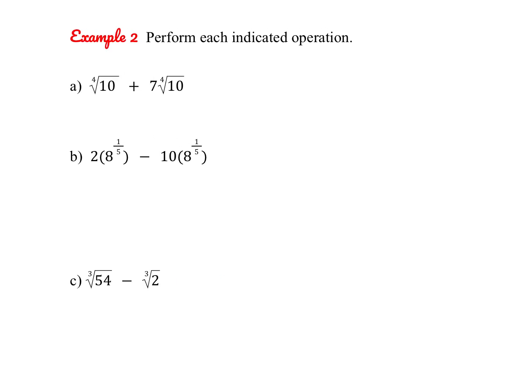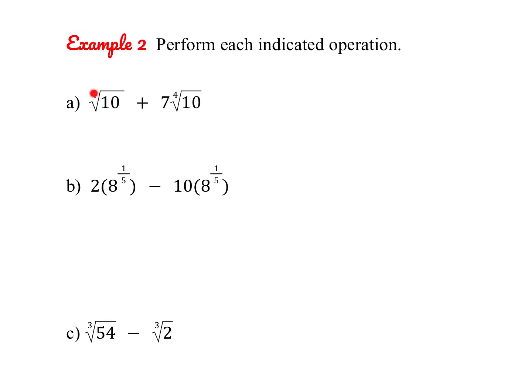All right, let's give a few of these a try together. So here I have the 4th root of 10 plus 7 times the 4th root of 10. So you'll notice that here I have 2 radicals where the index and the radicand are the same. So I'm simply going to add up the coefficients. Remember, if you don't see a coefficient, there's just one of them. So 1 plus 7 is 8. So I have 8 times the 4th root of 10.